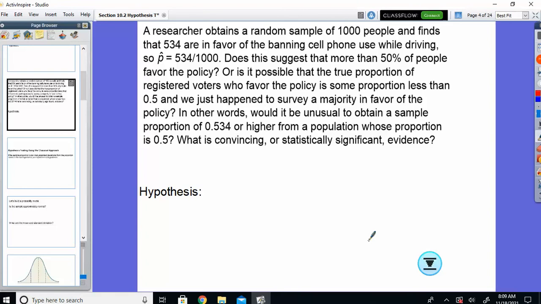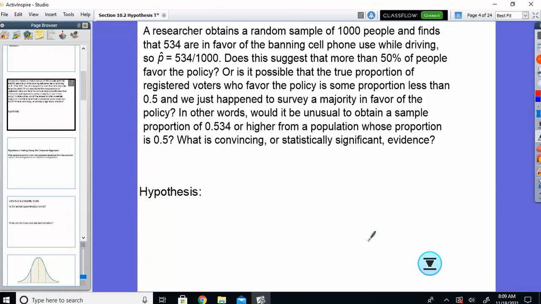A researcher obtains a random sample of 1,000 people and finds that 534 are in favor of banning cell phone use while driving. So p hat is 534 over 1,000. We've done that before. Does this suggest that more than 50% of people favor the policy? Or is it possible that the true proportion of registered voters who favor the policy is some proportion less than 0.5, and we just happen to survey a majority?